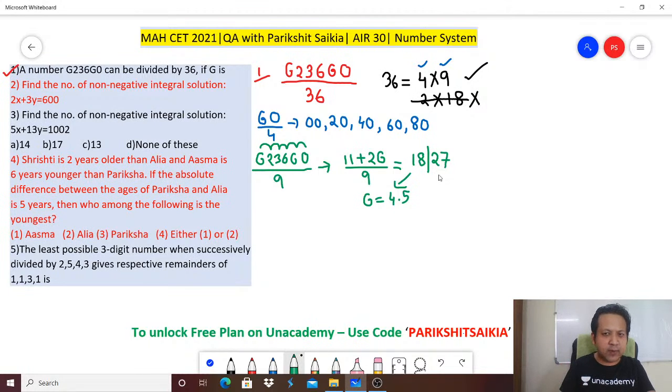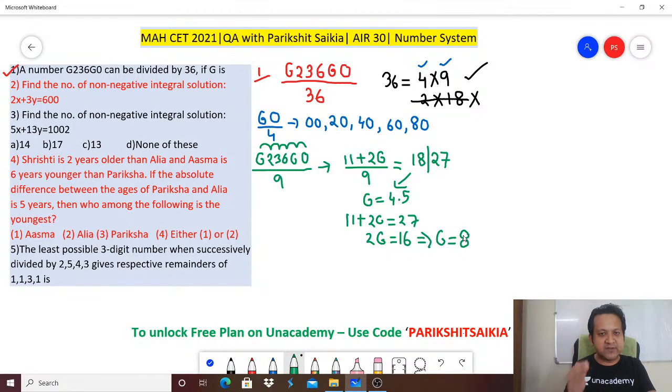If it has to be 27, right? The numerator has to be 27. So how much is it? 11 plus 2G is equal to 27, or 2G is equal to 16, implies G is equal to 8. Perfect. So G got to be 8.